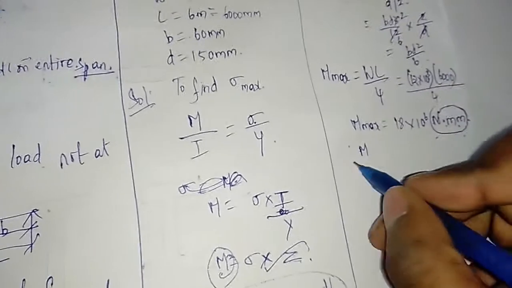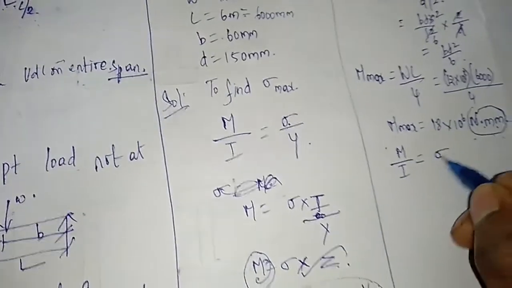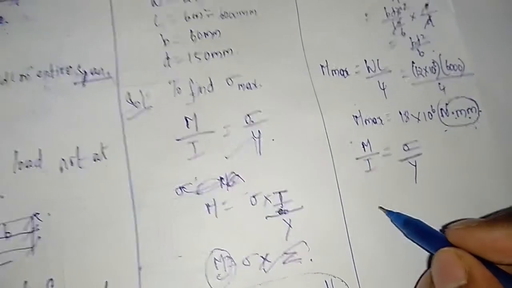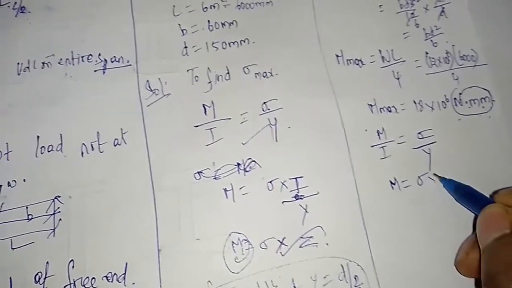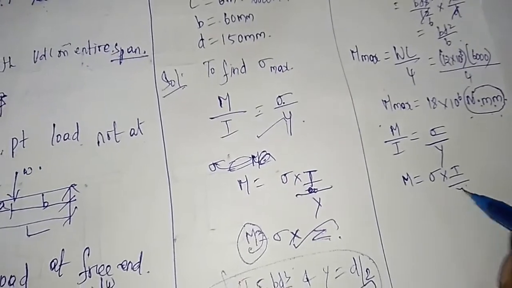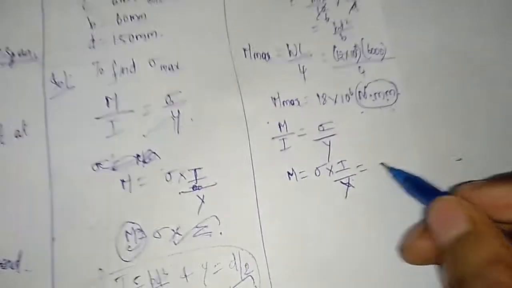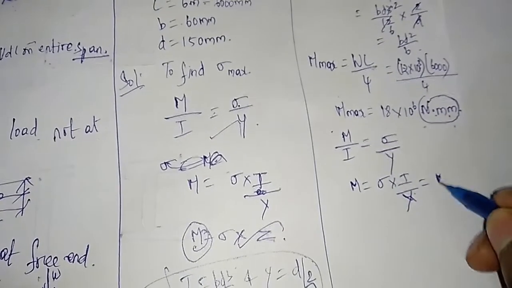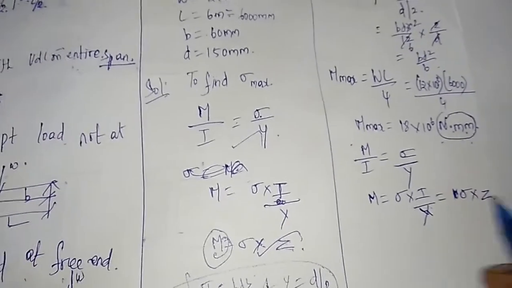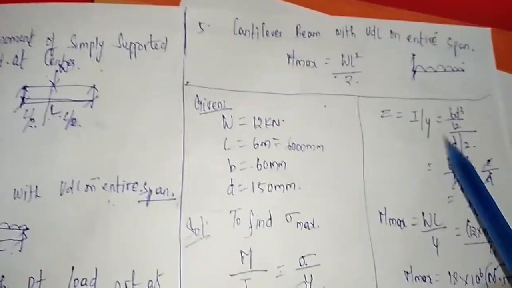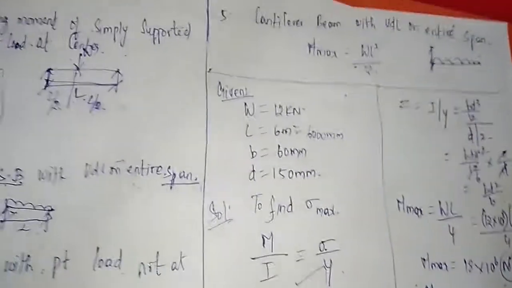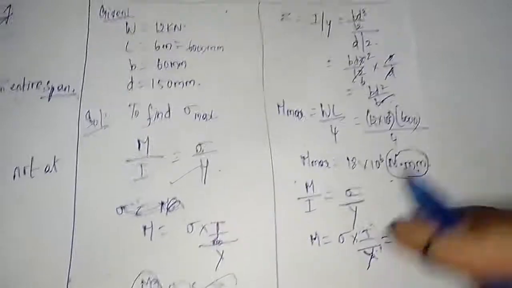So now what? You already know this formula, right? I will write here again. M by I is equal to sigma by y. So M is equal to sigma into I by y, that is equal to sigma into Z. Z is nothing but I by y. So you know the value of Z, but we have to find Z.